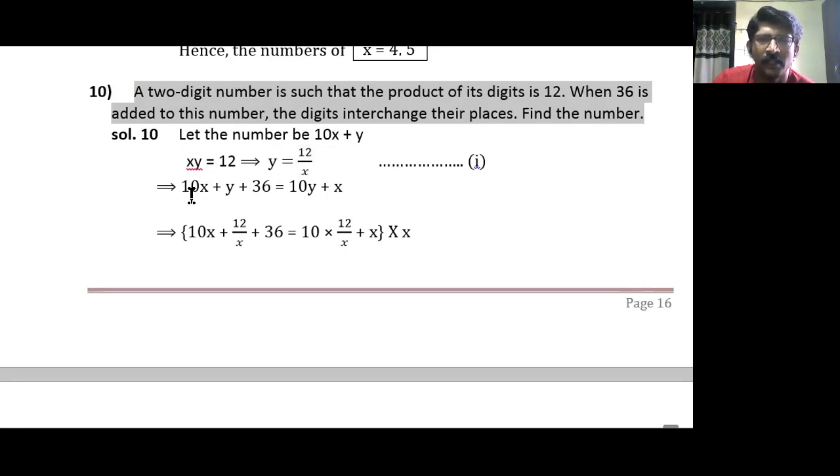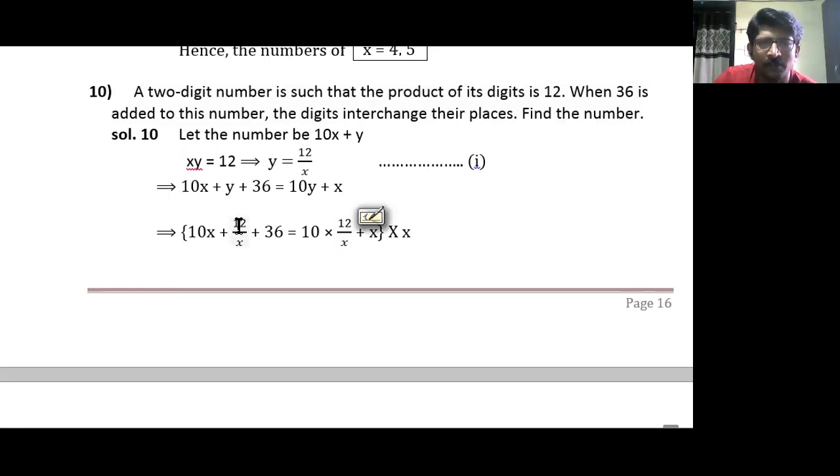Anyway, if you add 36 to the number, what is the number? 10x plus y. If you add 36 to the number, the digits get reversed. That is, the reversed number would be 10y plus x. I hope you understood how I got this third line. And now the next part.